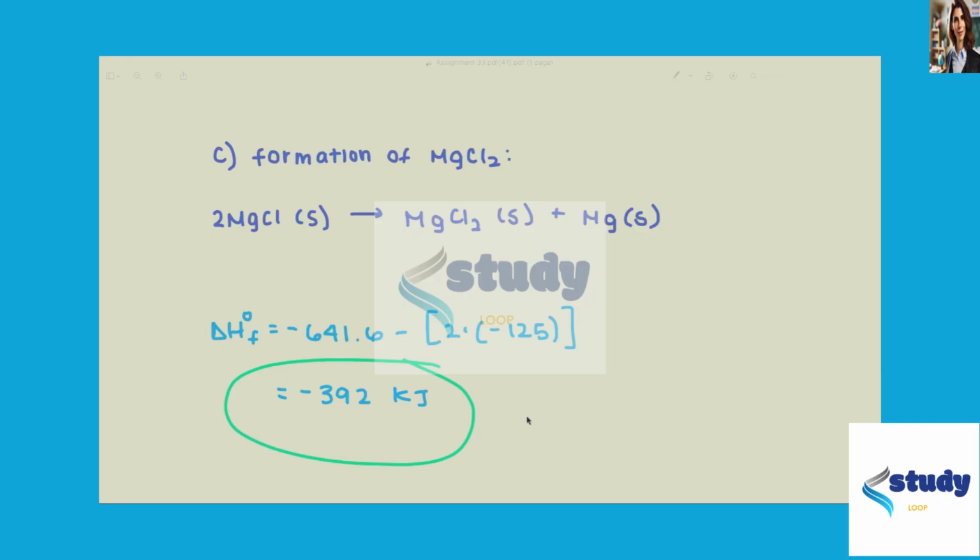So I hope that this problem helped you understand how we can use Hess's law to find the enthalpy of formation for 2 different reactions, and then hopefully introduced you to how we can analyze the value of delta H.